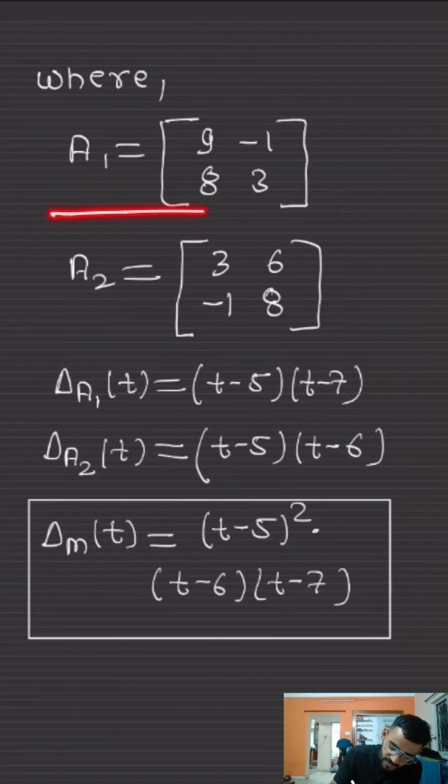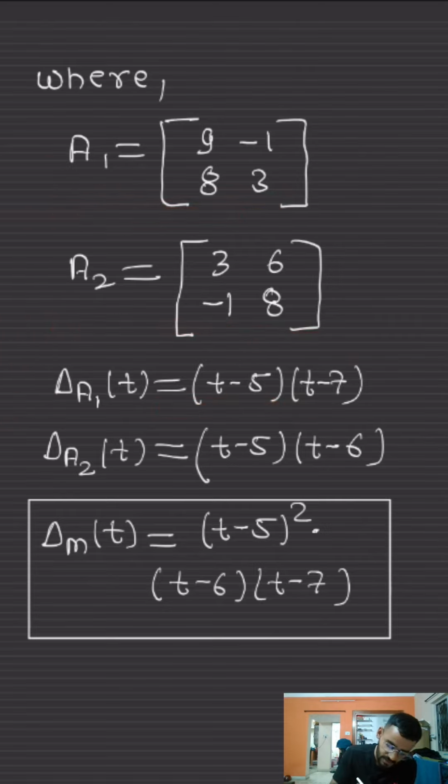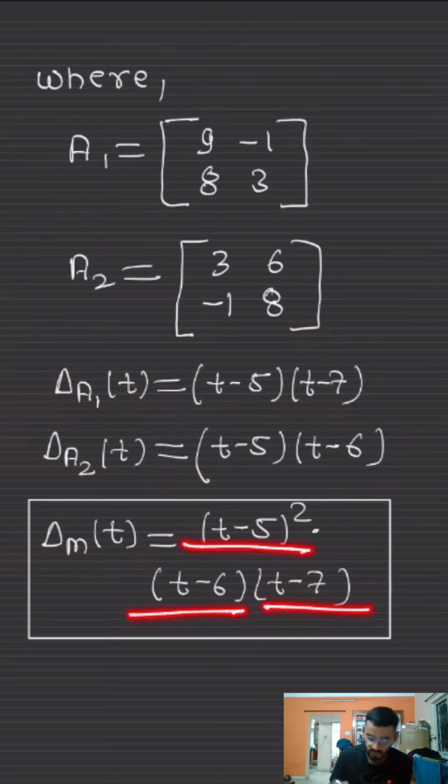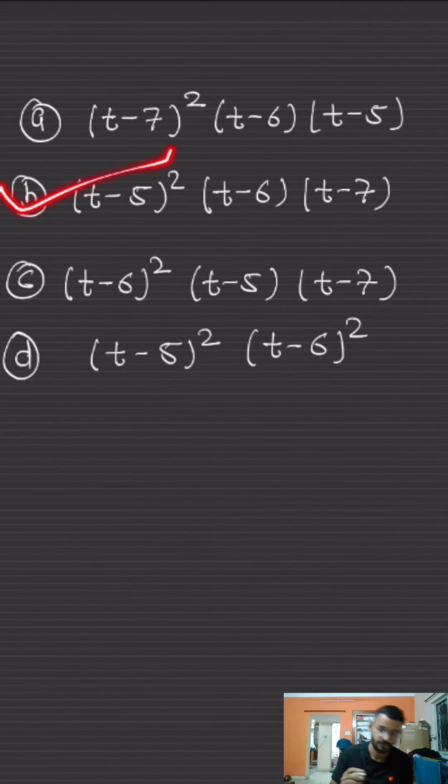Now here we have A1 as this, A2 as this. The characteristic polynomial of A1, if we find, comes as (t minus 5) into (t minus 7). The characteristic polynomial of A2, if we find, comes as (t minus 5) into (t minus 6). And hence the characteristic polynomial of M is the product of the characteristic polynomials of these 2 diagonal blocks, which is (t minus 5) square, (t minus 6) into (t minus 7). And hence the correct option is this B.